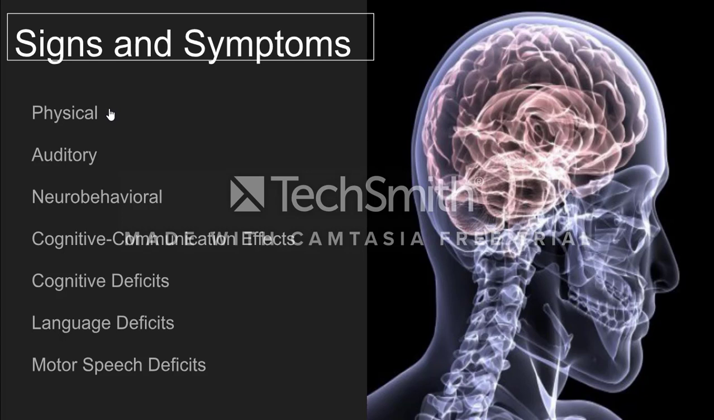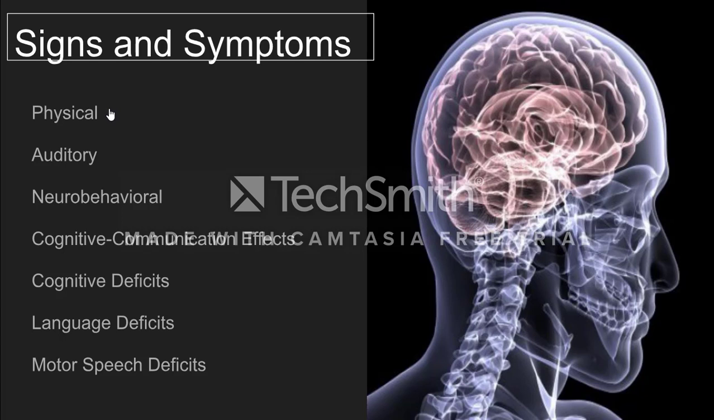The signs and symptoms of traumatic brain injuries vary a lot depending on the severity and the site of the injury, but the signs can pretty much be divided into the 7 categories right here. Physically, you might see loss of consciousness, nausea, vomiting, dizziness, and eventually reduced muscle strength and impairments in motor programming, like those found in apraxia. Auditory symptoms might include hearing loss, hypersensitivity to sounds, or difficulty hearing speech and noise. There also might be neurobehavioral effects, which could include anxiety or depression, mood swings, disordered sleep, impulsivity, or irritability.